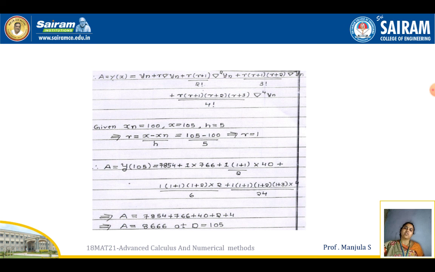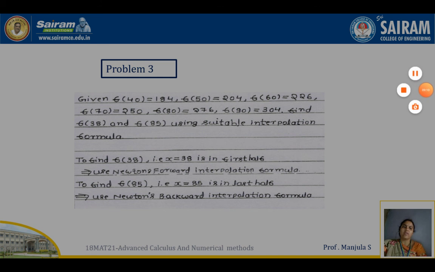Newton's backward interpolation formula, that is A, it means y of x, so area, equals yn plus r into nabla yn, plus r into r plus 1 by 2 factorial nabla square yn, and so on. All the values are available from the table. The only thing is we have to find r. r is x minus xn by h, that is 105 minus 100 divided by 5. After simplification we are getting r equals 1. You just substitute and go for simplification. We are getting the value of y at x equals 105. It means the area will become 8666 square units. This is our required solution.